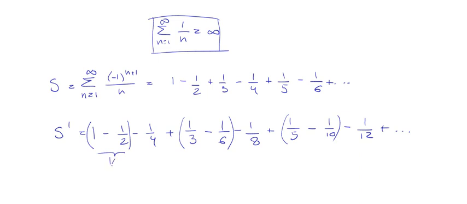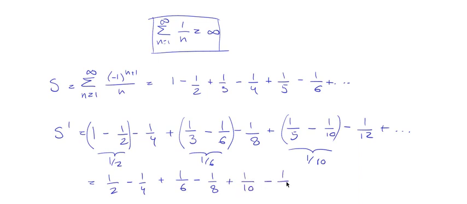So this is 1/2, this is 1/6, this is 1/10, right? So then we have 1/2 minus 1/4 plus 1/6 minus 1/8 plus 1/10 minus 1/12 plus, and you can see how it goes. This is just 1/2 of this, okay? 1/2 of 1, 1/2 of 1/2, 1/2 of 1/3 is 1/6, 1/2 of 1/4 is 1/8, 1/2 of 1/5 is 1/10, 1/2 of 1/6 is 1/12, and so on and so forth, okay? So the value of this is just 1/2 of s.